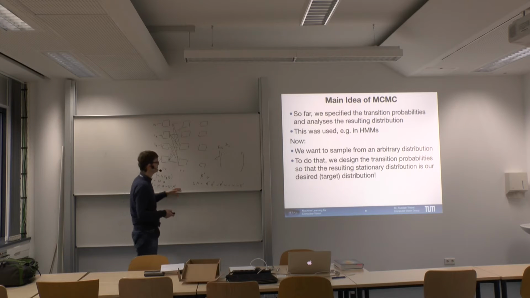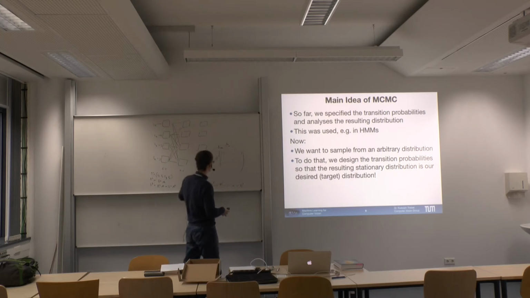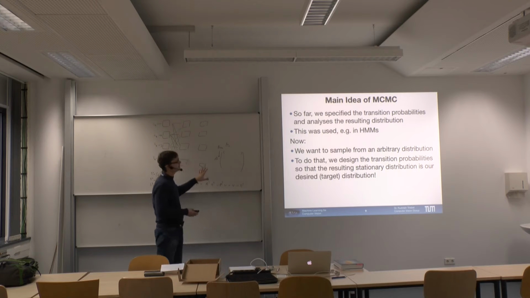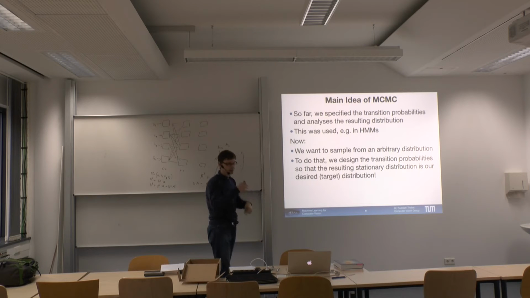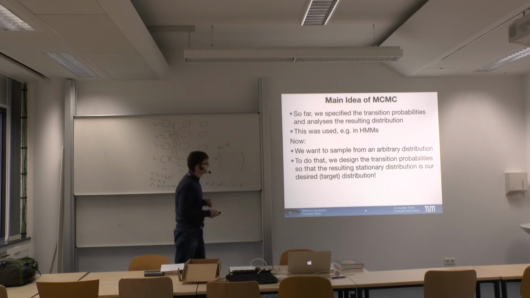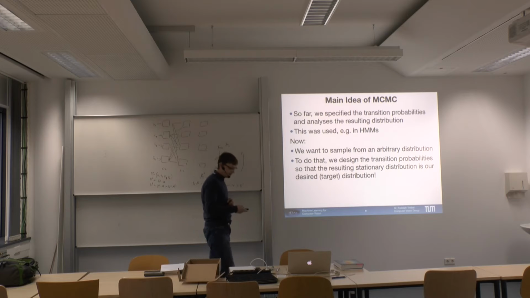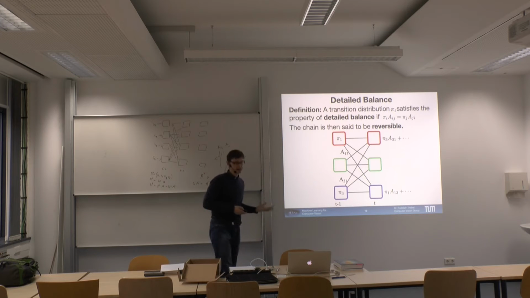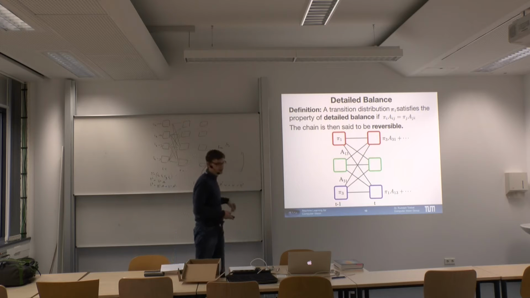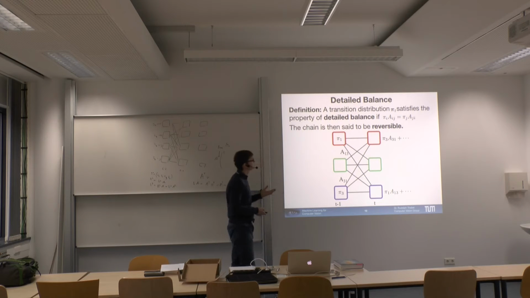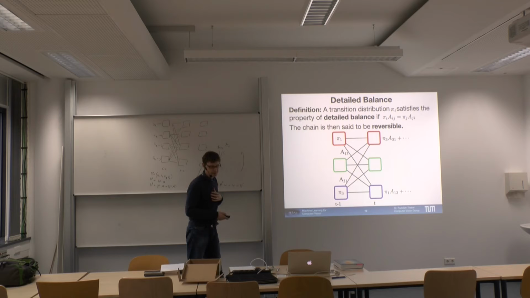But now what we want to do is we are given pi already. We have a distribution and we want to sample from it, and to be able to sample from it we need a nice transition matrix so that this distribution is stationary under it. Right? This is kind of the opposite of doing that. And to do that, we need some criterion that tells us that the distribution we have is stationary. And one sufficient condition for that, we'll see this later, is the condition of detailed balance.